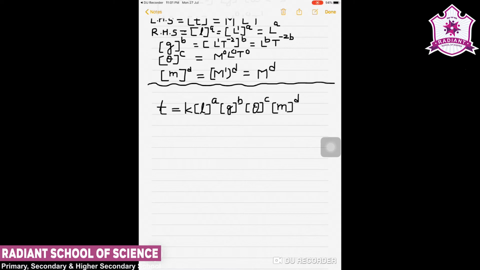हमने जो जो derive किया है हम उसके regarding value निकालेंगे. So here I can say M0, L0, T1. k is already a constant, so we will keep it as it is. Now L to the power a is nothing but L^a.